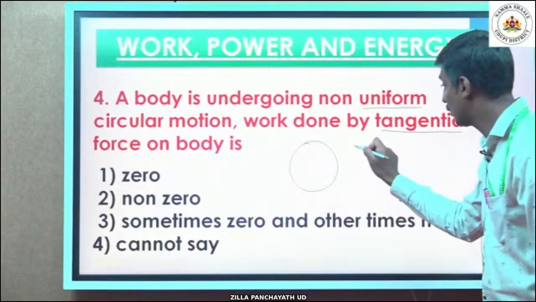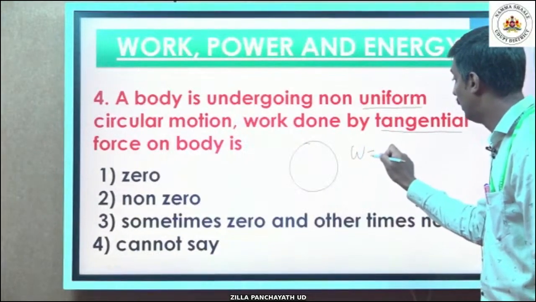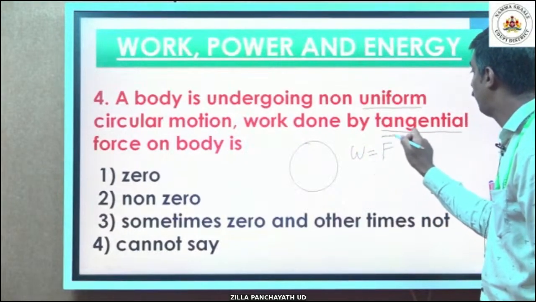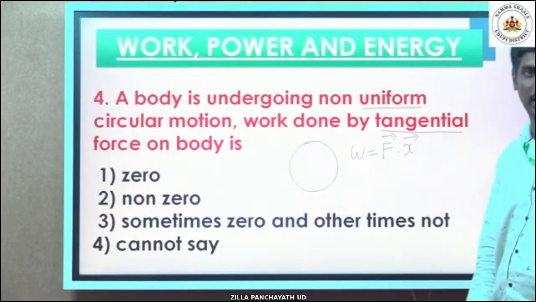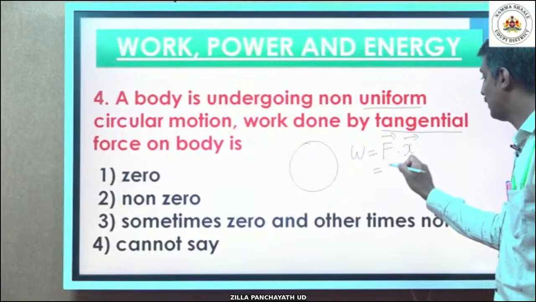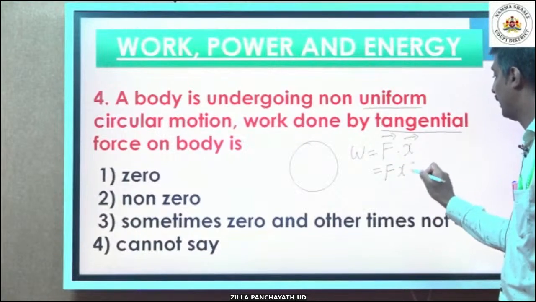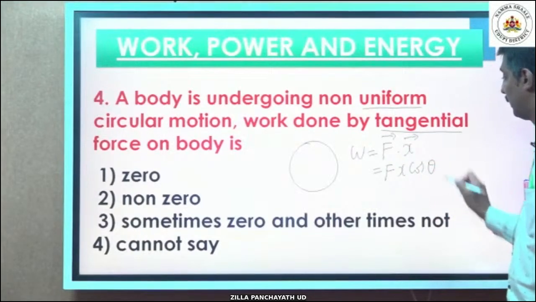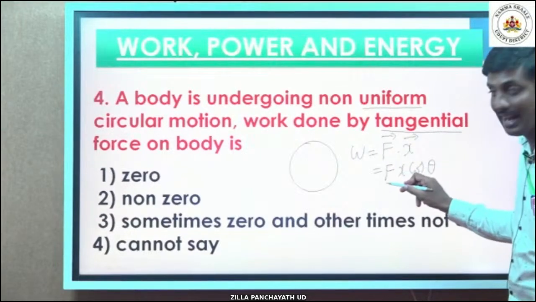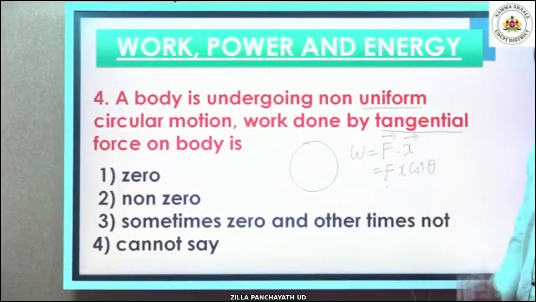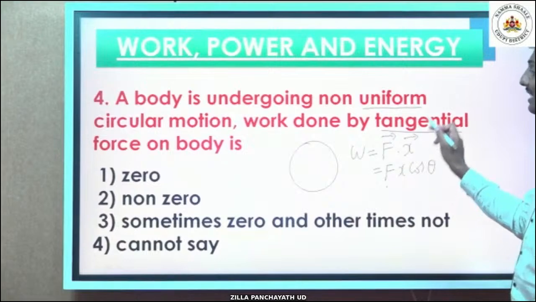Again, I told students, what is the equation of the work done we have? Work done is equal to F dot x, which can be expanded as Fx cos theta, where theta is the angle between F and x. Now we should know what is the direction of the force and what is the direction of the displacement. Here a tangential force has been given.